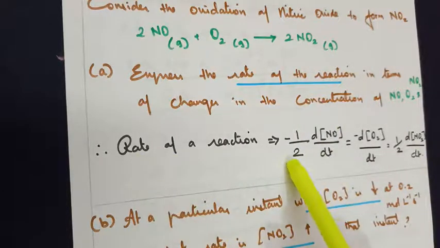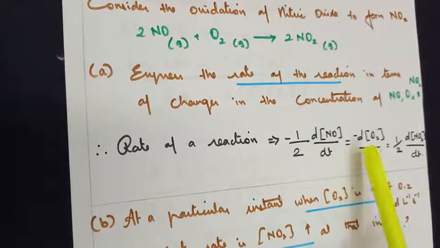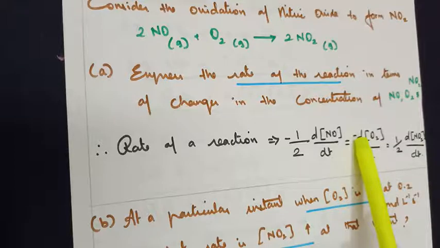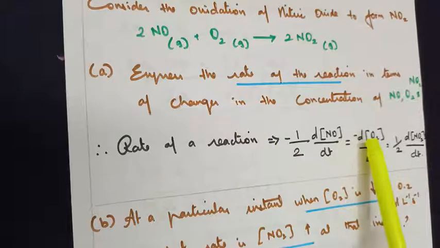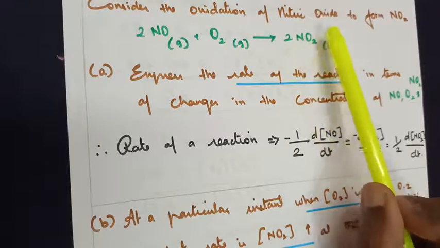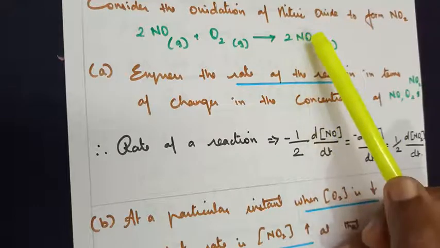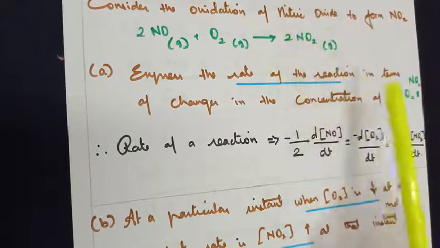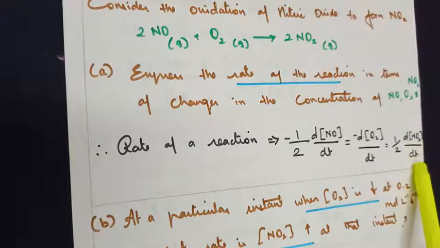Therefore, rate of a reaction is equal to, the coefficient comes to the denominator. So minus 1 by 2 of d[NO] by dt is equal to minus, what does that minus sign stand for? It stands for the decrease in the concentration of oxygen. Minus d[O2] by dt is equal to, on the product side, an increase in the concentration, so we take it for granted. We write a plus symbol, or even if we do not write it, it's understood. 2 comes to the denominator: 1 by 2 d[NO2] by dt.